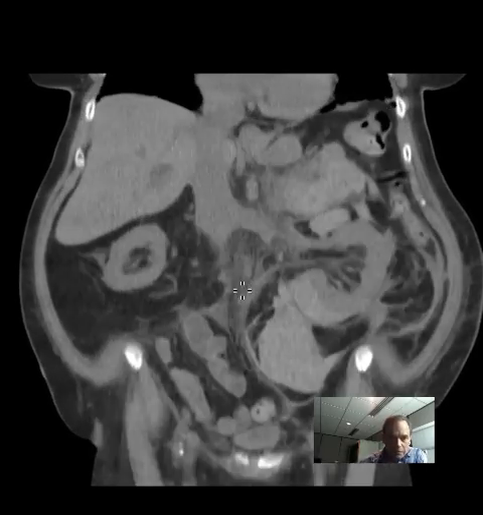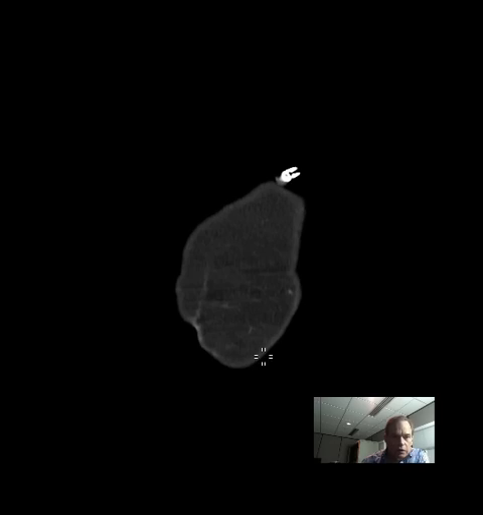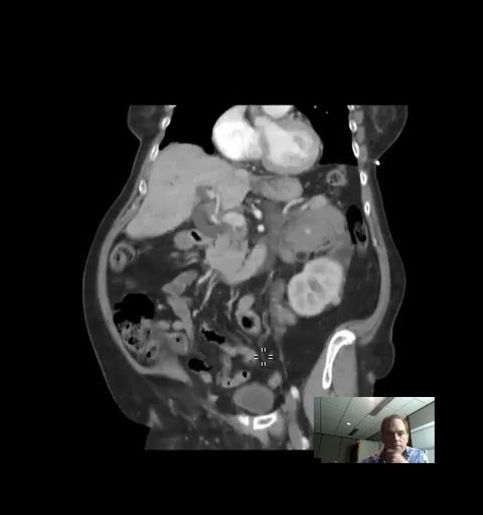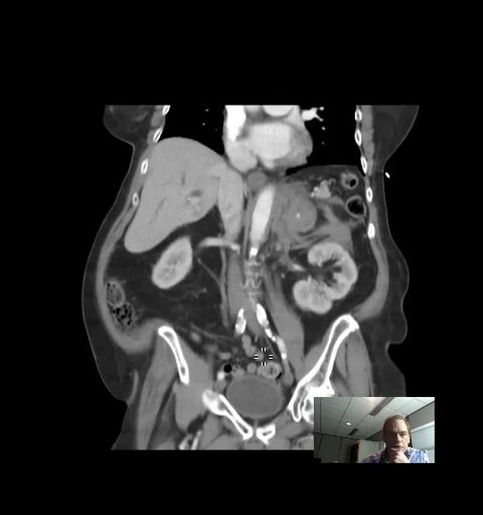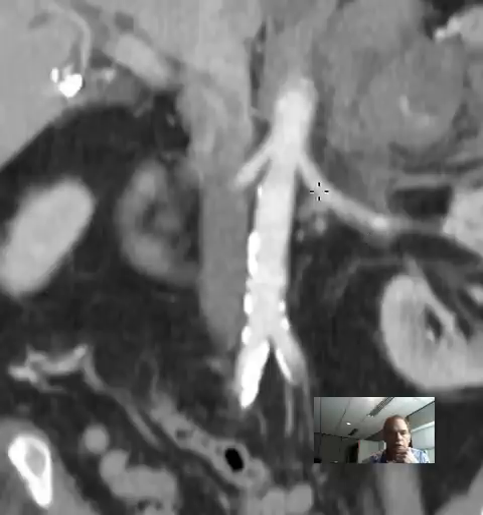But back to the anatomy in question. Let's see if I can get a coronal. Here we go. The contrast. All right, so let me see if I can zoom in here a little bit. Okay, so now here we are going forward.